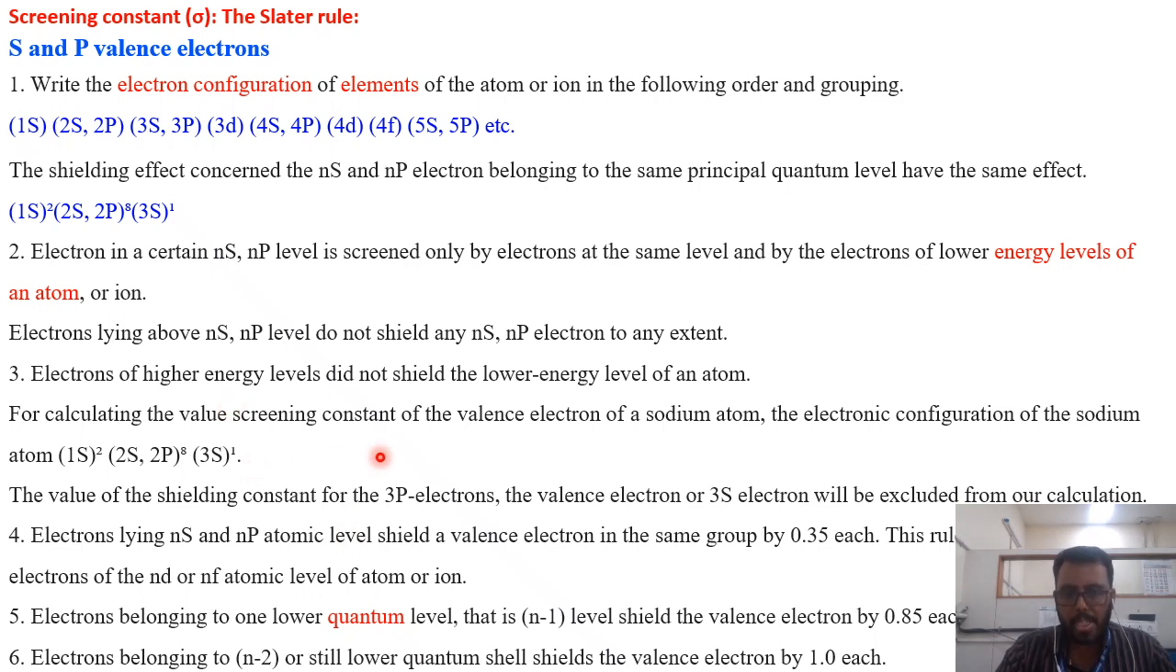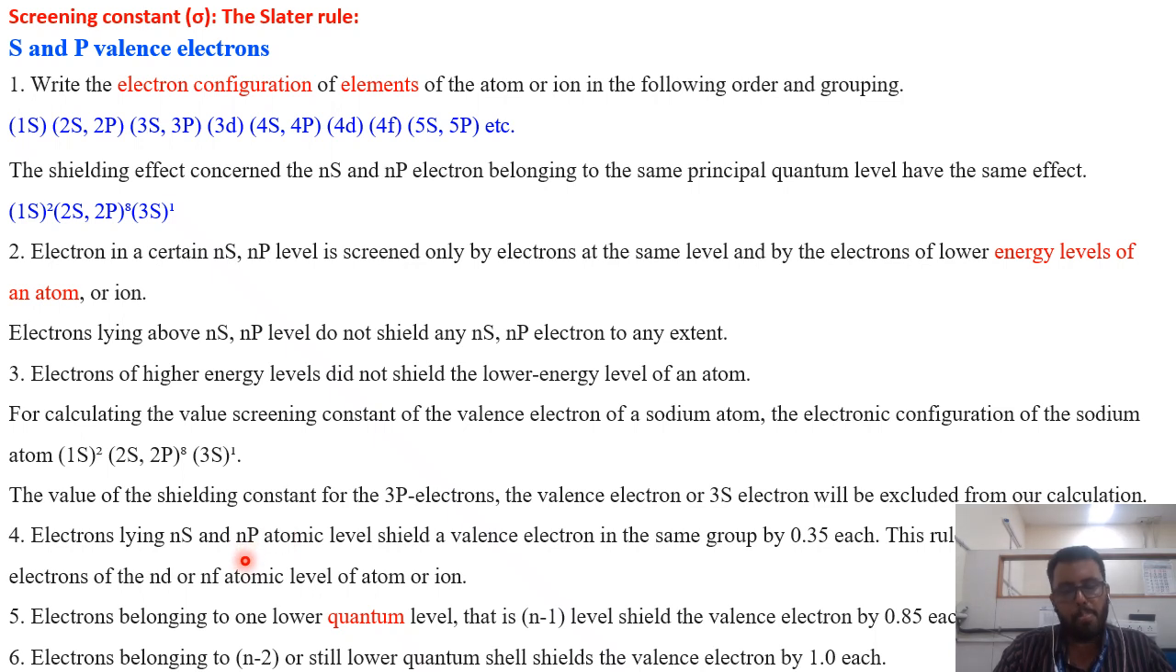For calculating the value of the screening constant of the valence electron of the sodium atom, you write the electronic configuration of the sodium atom like this, and then you can calculate the shielding constant for the 3s electron as I told. Now, the same point only he has given with more clarity in the third rule compared to the second one.